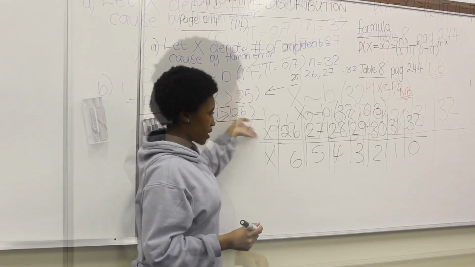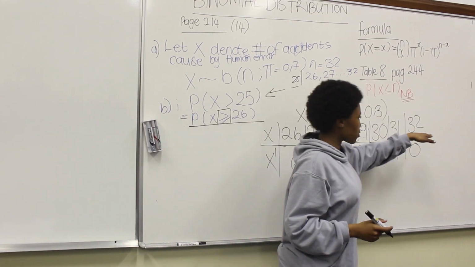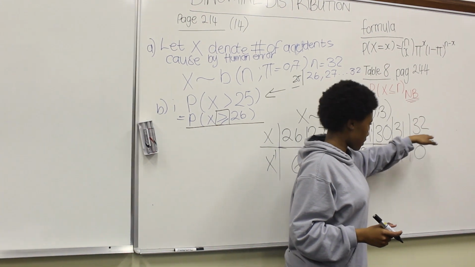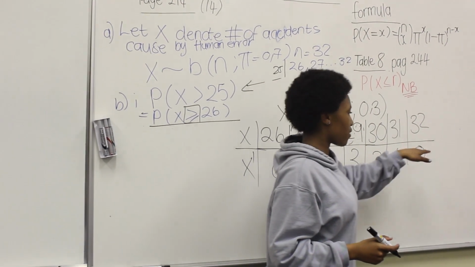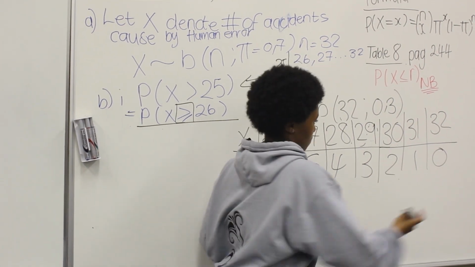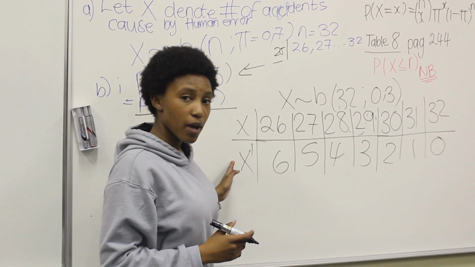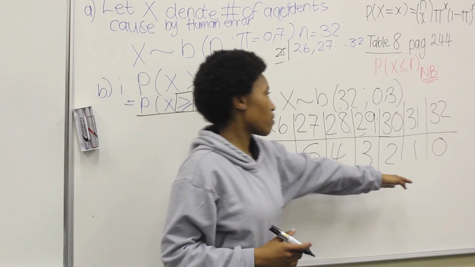Okay? So x in the complementary of x. So we know that if you have 32 accidents that are caused by human error, you're going to have 0 accidents that are not caused by human error. And you just find the complementary of x, which is x prime, and then you can work from that.